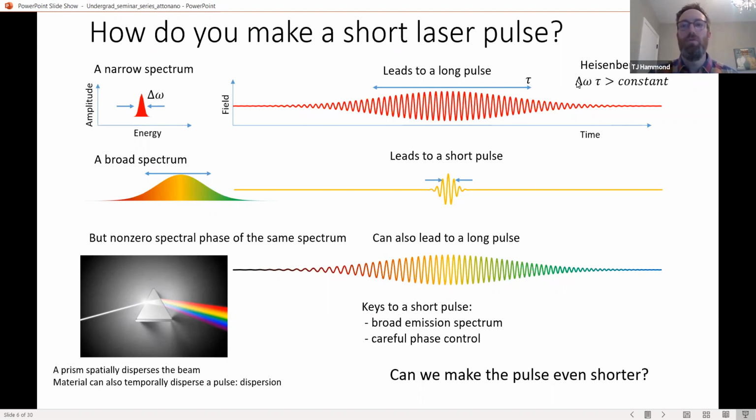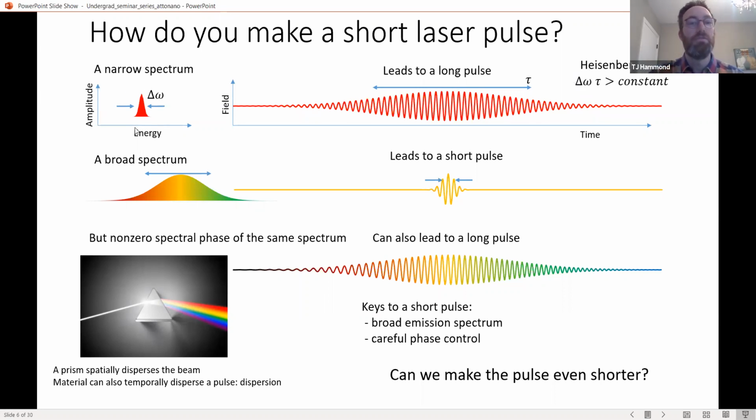As you might know, energy is related to the frequency of a light particle. If you know the energy very well, then you can't know its time very well. And likewise, if you know its time very well, then you can't know its energy very well. And that's the same thing that's going on with these laser pulses.